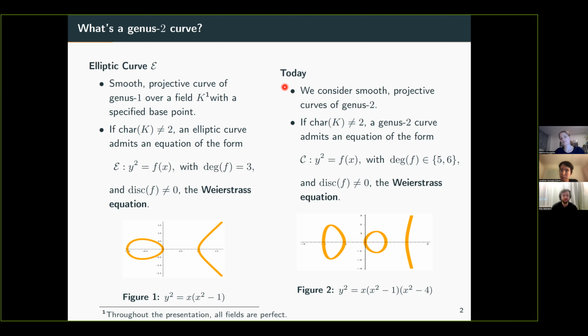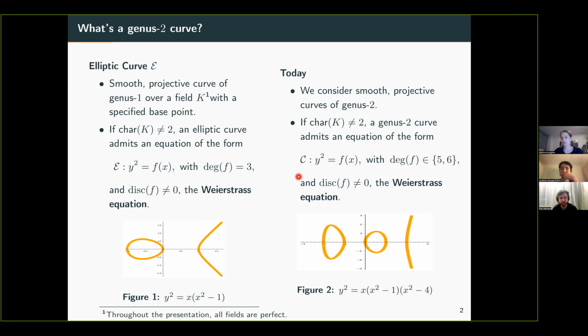The definition that most people will be more familiar with is to say that an elliptic curve is a curve that has an equation of the form y squared equals f of x, where f is some polynomial of degree 3 that is square free. So in other words, the discriminant of the polynomial is non-zero. And such an equation is called a Weierstrass equation. And this also gives us a simpler idea of what genus 2 curves look like. And those can actually also be defined by such a Weierstrass equation.